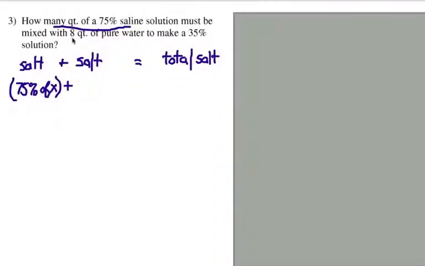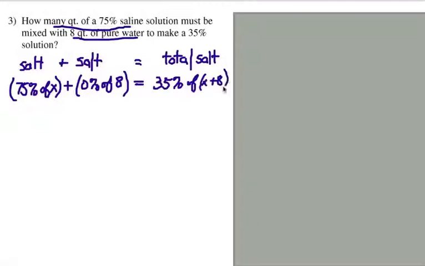Now we're going to add that to 8 quarts of pure water. Now how much salt is in pure water? That's 0% of 8 quarts. All right, now that's going to be kind of a problem, but let me keep going with this and I'll show you something. We want to end up with a 35% solution. So we're going to end up with 35% of X plus 8, right? All right, now do you see a problem?